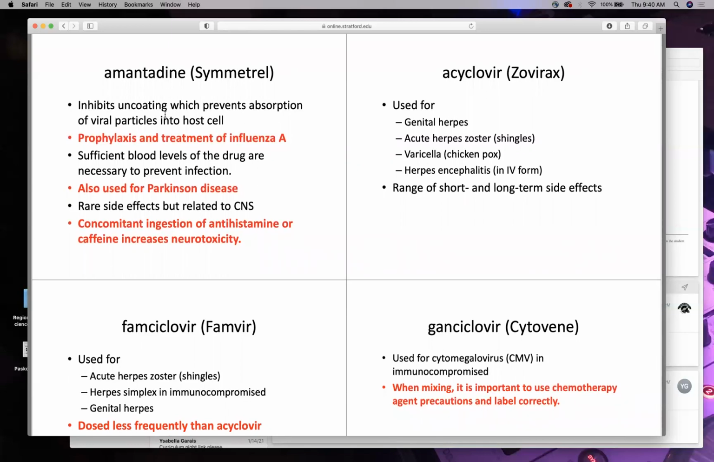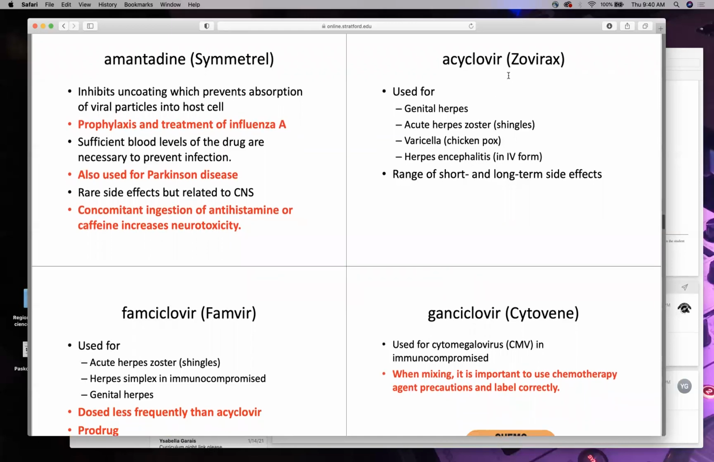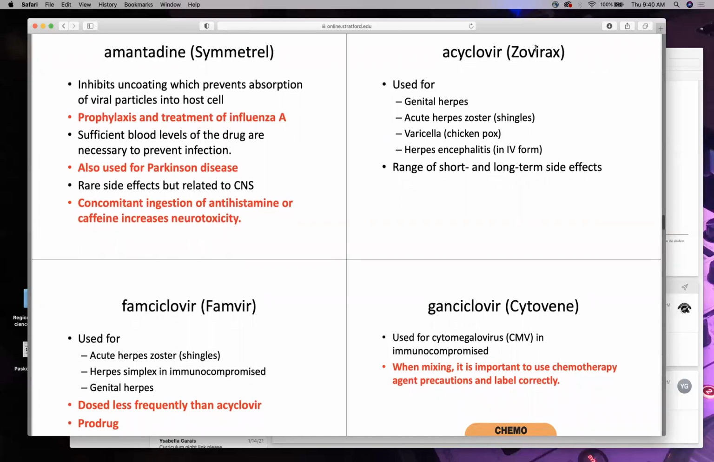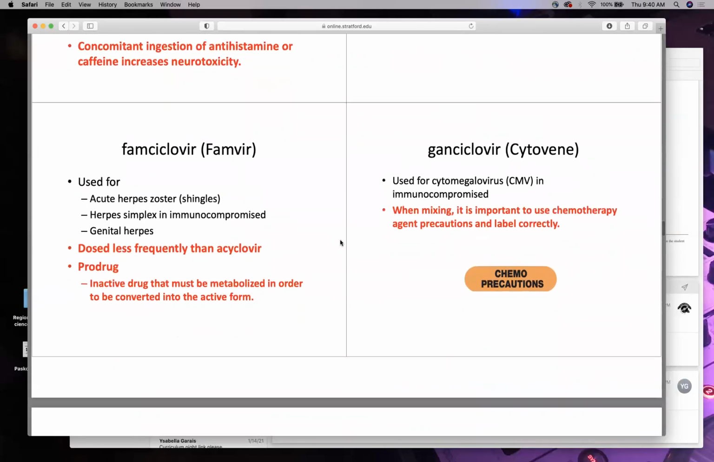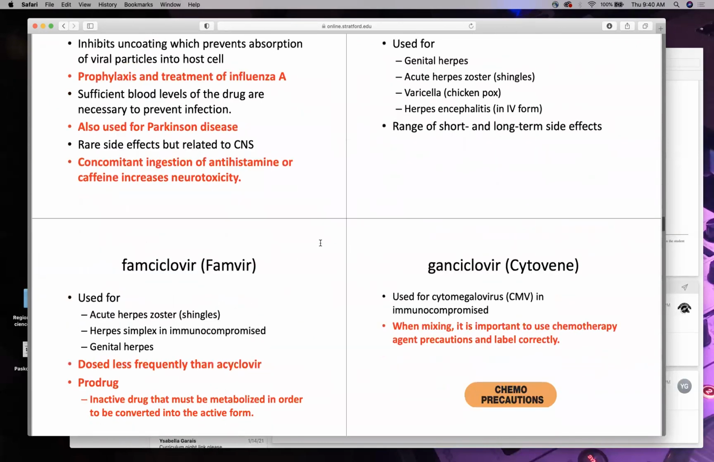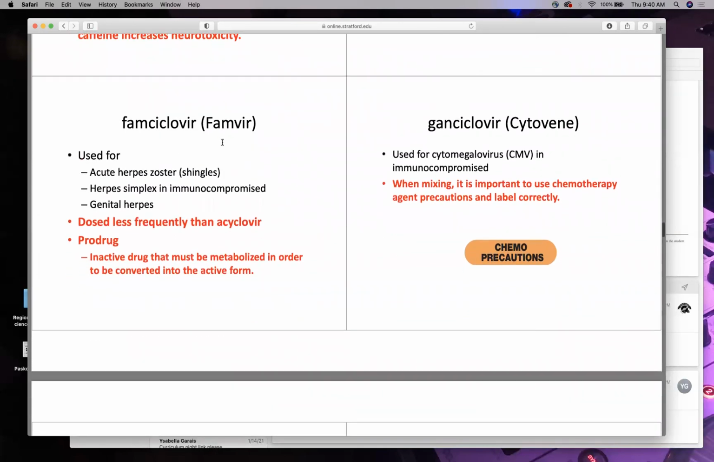Okay, so amantadine, Symmetrel, prophylaxis and treatment of influenza A. It's nice. Zovirax, acyclovir, very popular with herpes, right? I used to give this out when I was an outpatient like it was chiclets. Now I'm aging myself. If you guys remember chiclets, it's candy in the 70s. Famvir, herpes zoster, which is shingles.